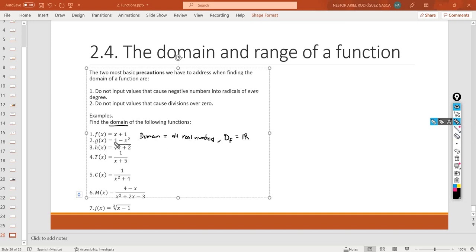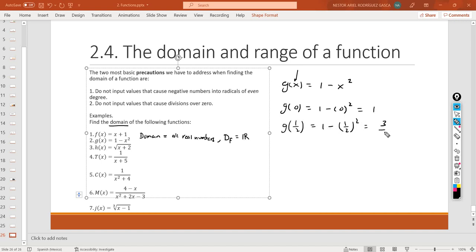What about g of x? G of x equals 1 minus x squared. So once again, for this function, we won't have any problem when we input any value in there. Any number will give me a calculable number. If I input anything here, I'm gonna be able to get an output without any problem. G of 1/2 is gonna be equal to this, which is gonna be equal to 3/4, etc.